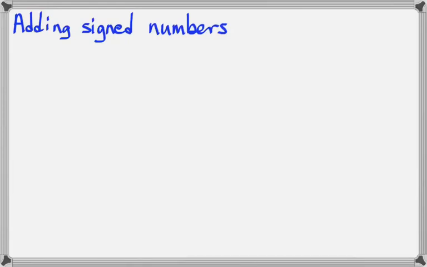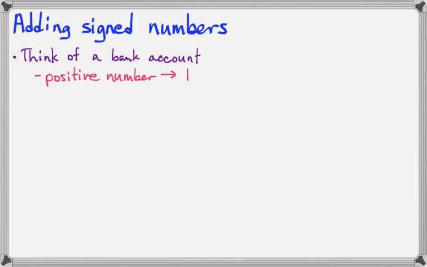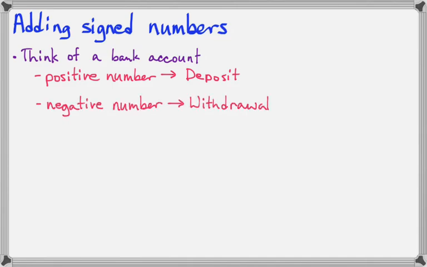In this lesson, we're going to talk about how to add signed numbers, or positive and negative numbers. One easy way to get acquainted with this idea is to think about a bank account, where positive numbers are what we put in or deposit, and negative numbers we'll treat like a withdrawal. Let's start off with a balance of $100, and then let's add a negative 30, or a $30 withdrawal.